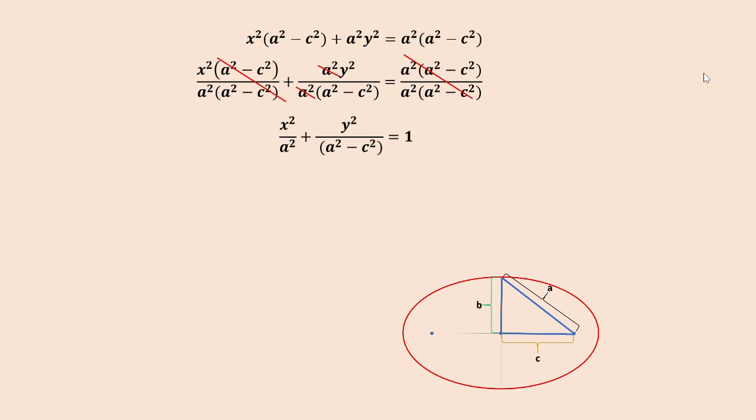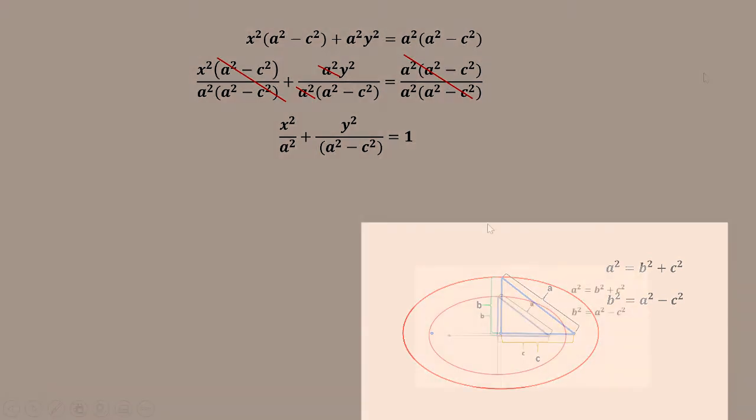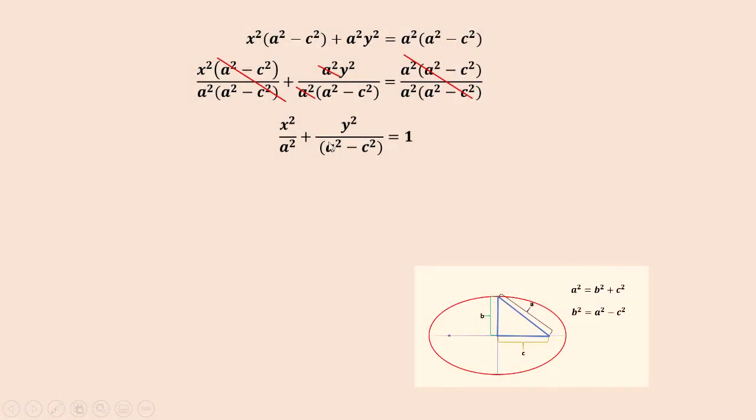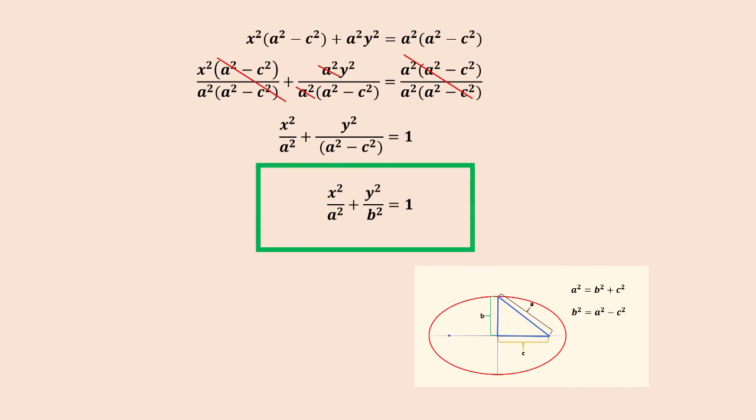In reference to this illustration, these sides have the relationship of a squared is equal to b squared plus c squared by the Pythagorean theorem. Or we can say that b squared is equal to a squared minus c squared. Substituting b squared for a squared minus c squared would give us this equation. So this is now the standard form of the equation of a horizontal ellipse centered at the origin.